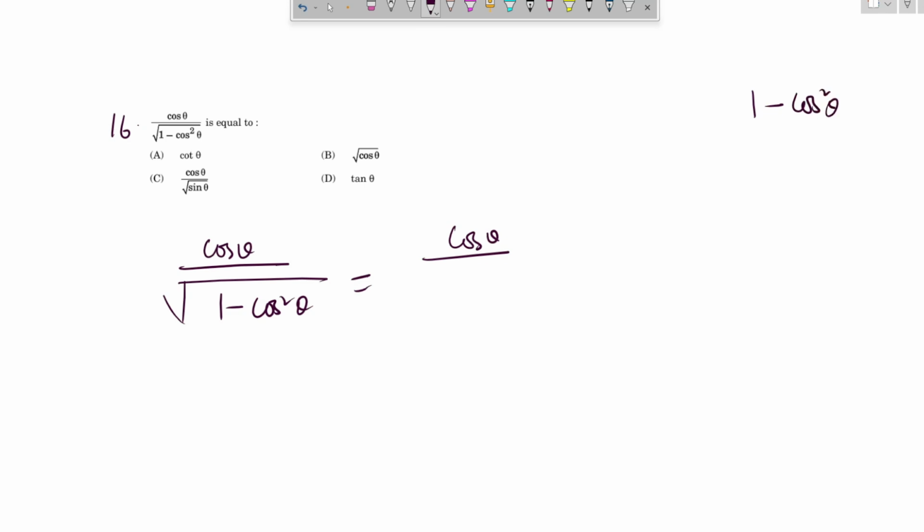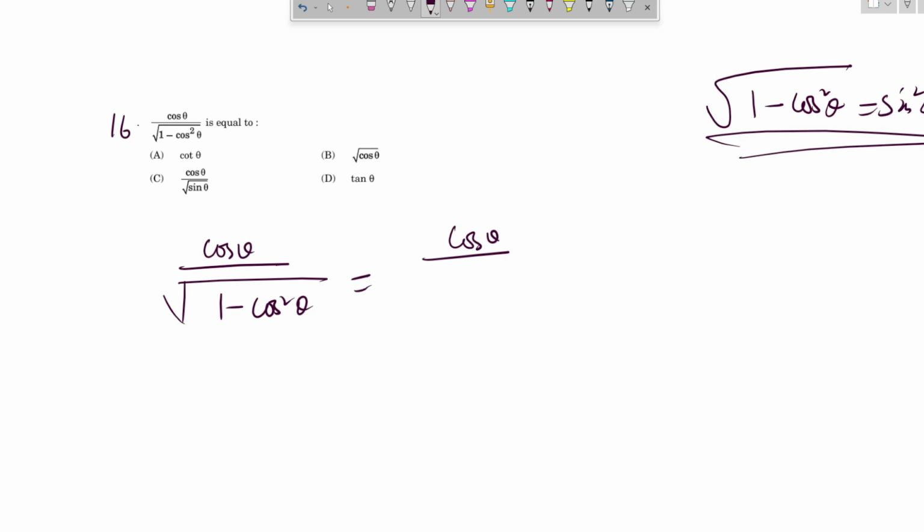Now question number 16. You need to solve cos theta by under root of 1 minus cos square theta. So here if you see the denominator, 1 minus cos square theta under root will be equal to sin theta. It's a trigonometrical identity.